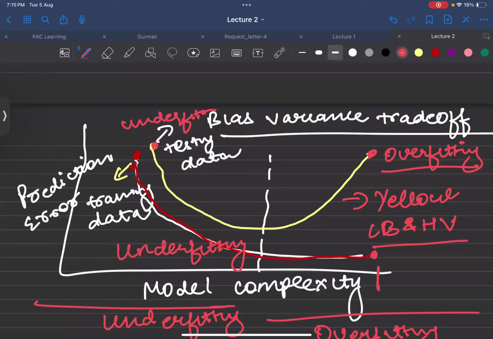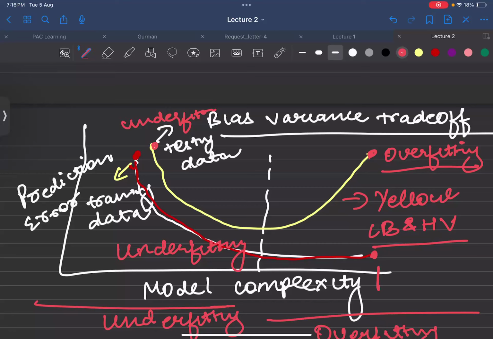Can someone else tell why it's low bias and high variance? Because error is less, ma'am. That's why we can say it is low bias. The actual output is close to predicted output. Exactly. And high variance?